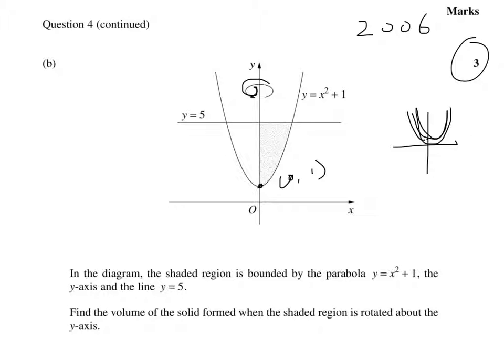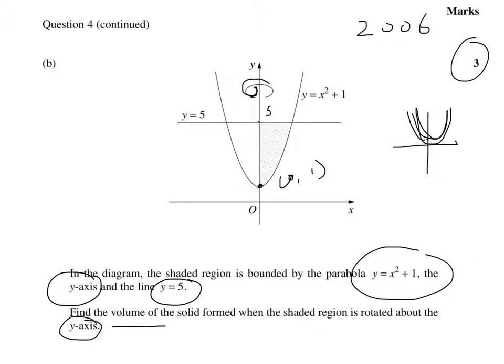That will help us in being able to determine the terminals or the limits on the integral. And of course it's bounded by the line y equals 5, which is a straight line passing through the point 5 on the y-axis. So this is given to us. It's a parabola bounded by y equals 5 and the y-axis, and the volume of the solid is rotated about the y-axis, which is very important.